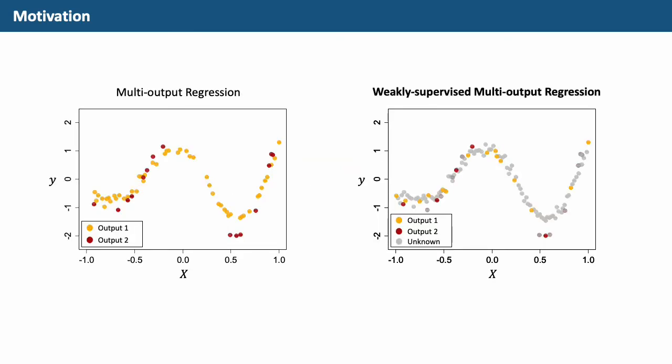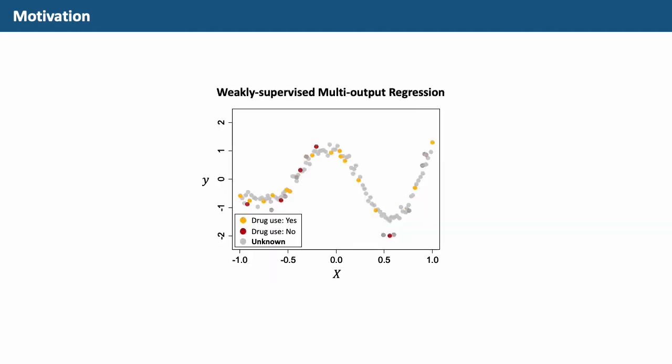More specifically, when the group label is sensitive or expensive to obtain, we may have a bunch of observations without group memberships. The figure on the right side shows an example where observations in gray represent observations whose group labels are unknown, while the group labels of some other observations are known. We call this problem a weakly supervised multi-output regression problem.